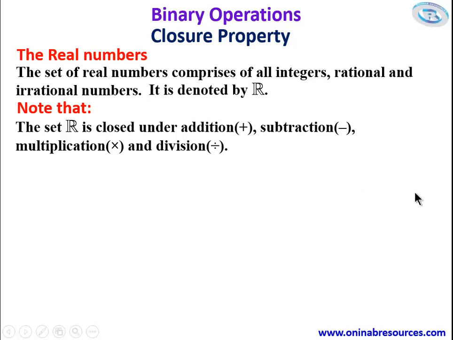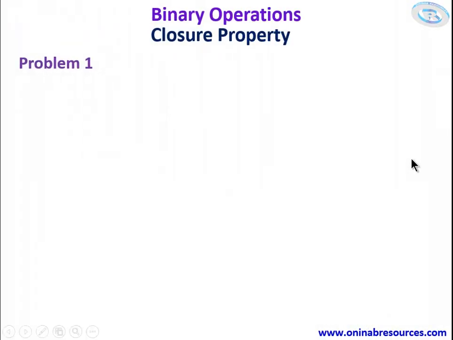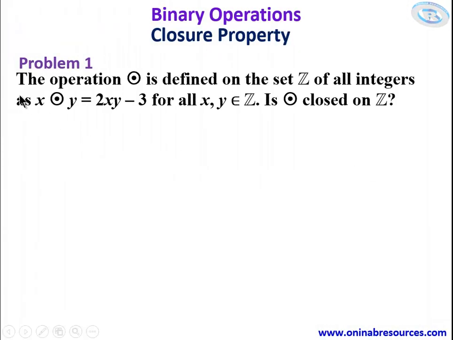Now, from here, we go into solving some problems with respect to closure property with a defined operation. So we start with the first problem. Problem 1. The operation * is defined on the set Z of all integers as x * y = 2xy - 3 for all x, y in Z. Is the operation closed on Z?